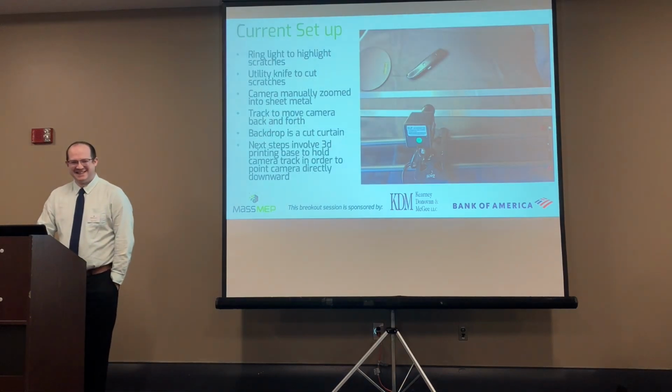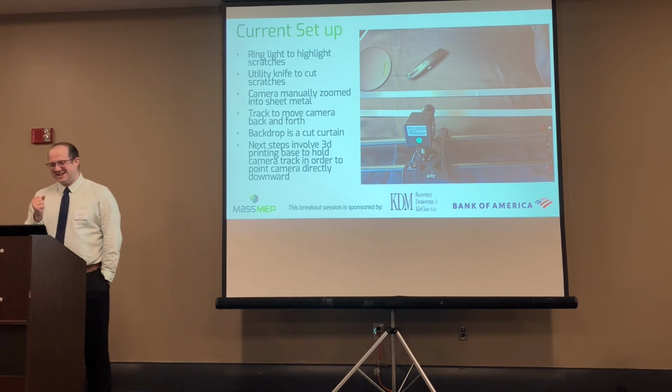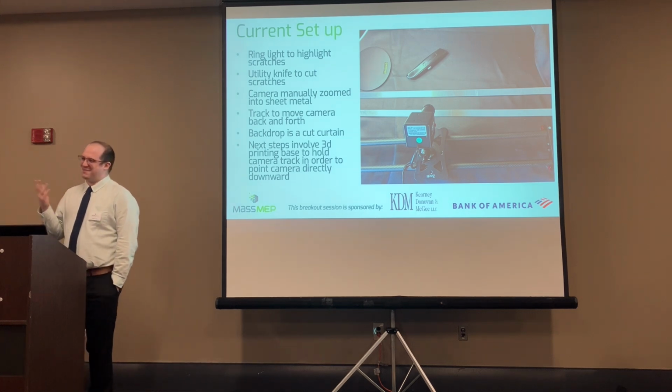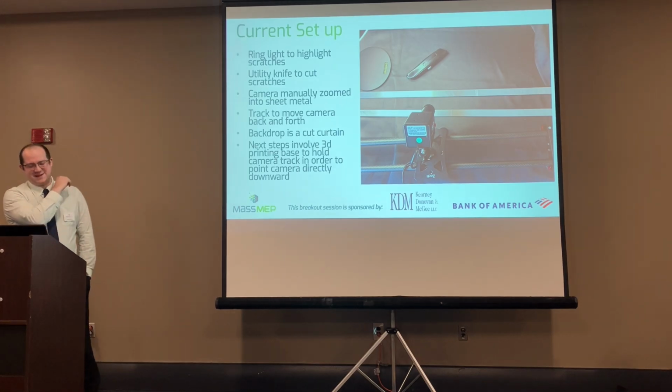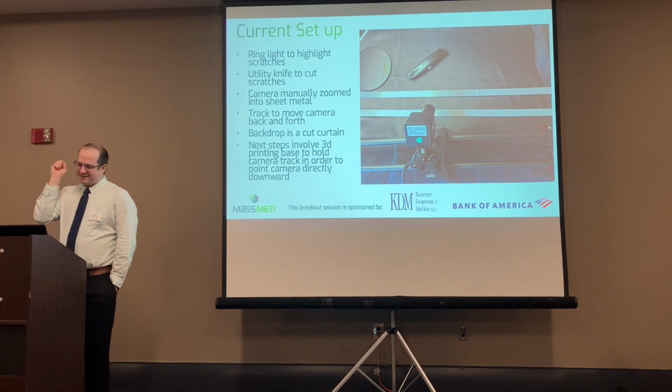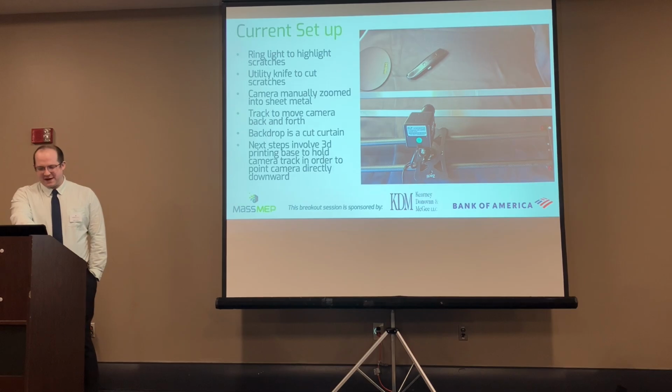So a few people saw it. A few people came over and said, what are you doing? Our current setup is a lot more professional. Up here, we've got a ring light. You can just see the corner of the stand on the left-hand corner there, shining light down onto these pieces of metal. You can see I've got a utility knife there. We use that to cut some scratches into the metal.